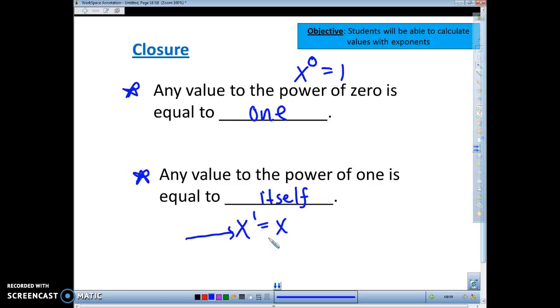Okay, with that bell, it is time to conclude this lesson. Our objective was to calculate values with exponents. We have done that.